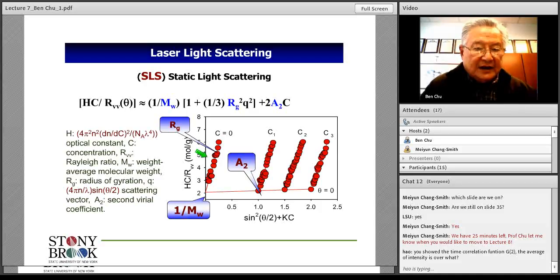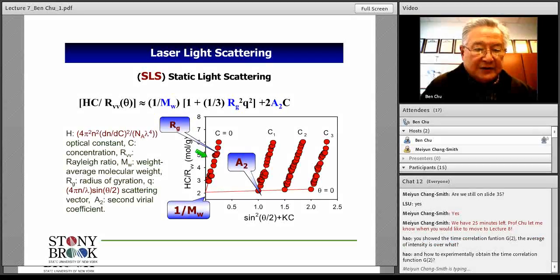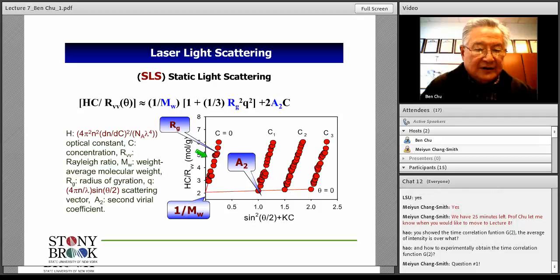You have a molecular weight, weight average molecular weight. Now we have not gone into details of that. What you measure is actually a weight average molecular weight, and you have a radius of gyration which depends on different conditions. It could be Z average, could be weight average, and Q is 4 pi over lambda sine theta over 2, and you have a second virial coefficient. So if you make static light scattering measurements, the information that you can get out is Mw, radius of gyration, and second virial coefficient.